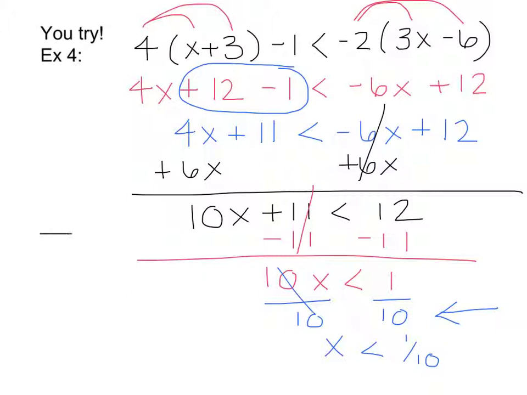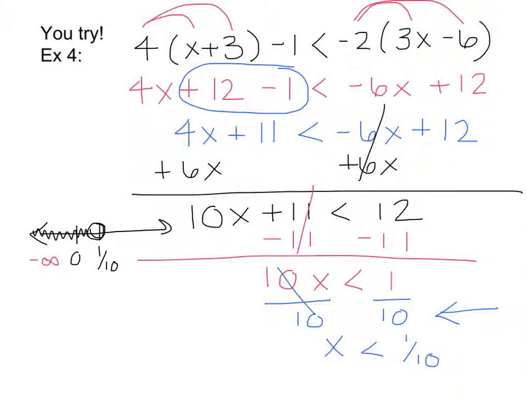Let's practice drawing this on our graph. I have 0. 1/10 should be to the right of 0. It's positive. Since it's just less than, it gets an open circle at 1/10. And 0 is less than 1/10, so we are going to color in the left-hand side of our inequality.